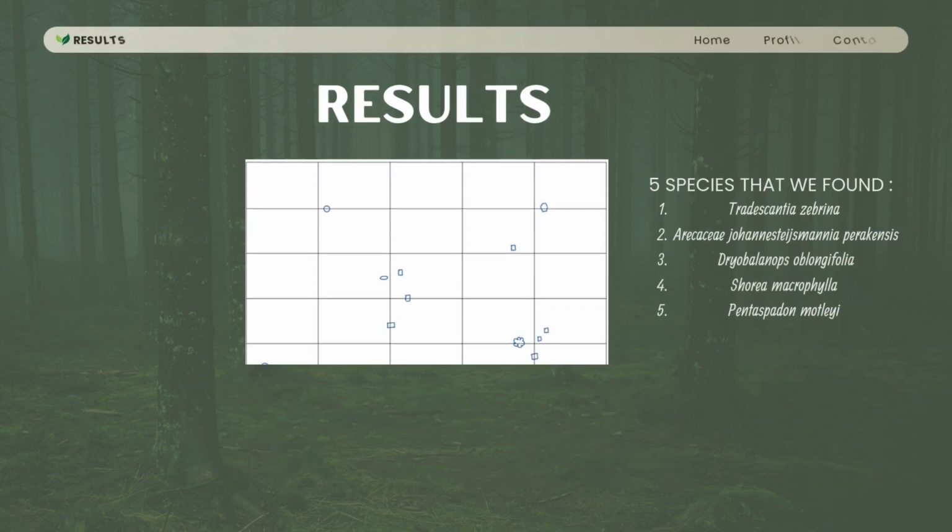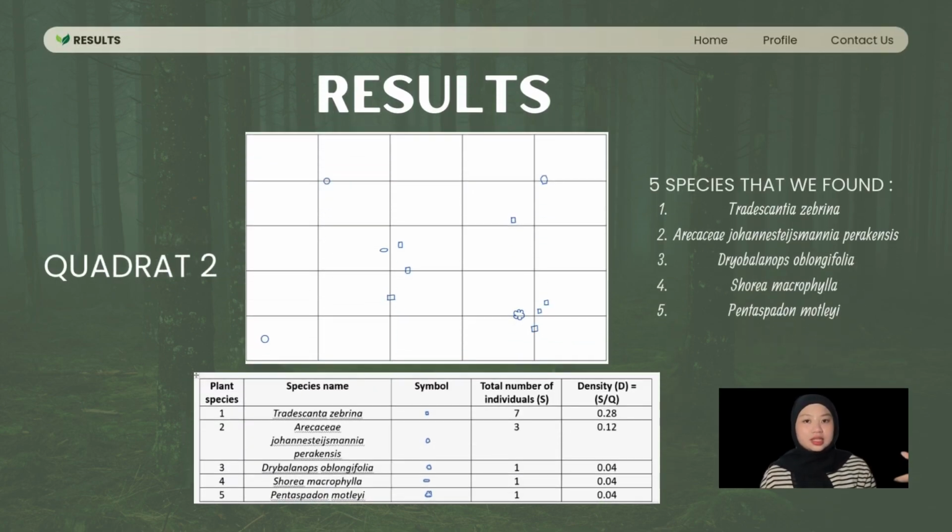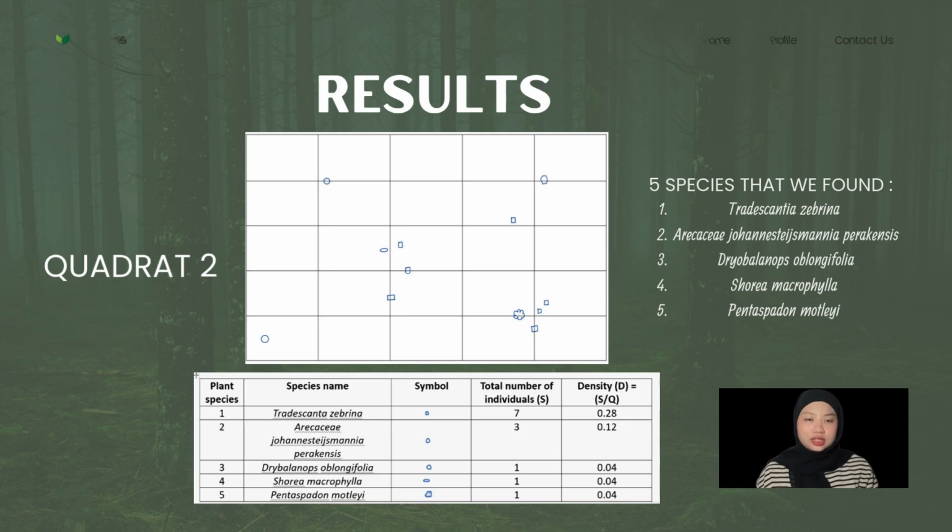For the second quadrat, we also found 5 species. The first one is Tradescantia zebrina. The total number of individuals is 7 and the density is 0.28. Next is Tegesmania peracensis. The total number of individuals is 3 and the density is 0.12. The third one is Dryobalanops oblongifolia. The total number of individuals is 1 and the density is 0.04. Next is Shorea microphylla. The total number of individuals is 1 and the density is 0.04. And the last one is Pentaspadon motleyi, and the total number of individuals is 1 and the density is 0.04.